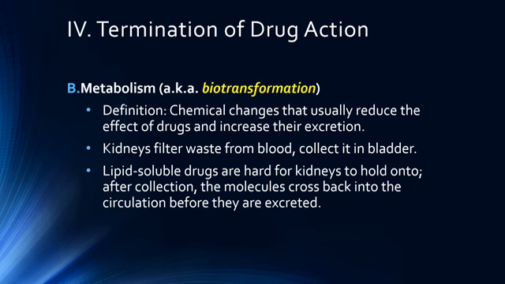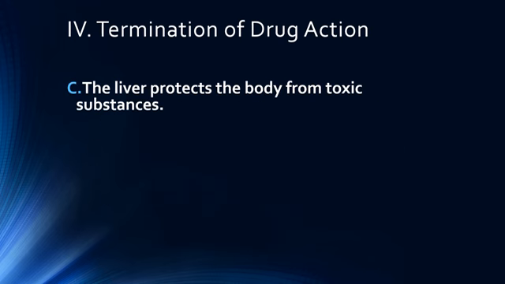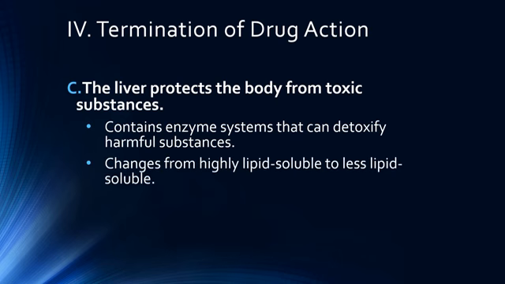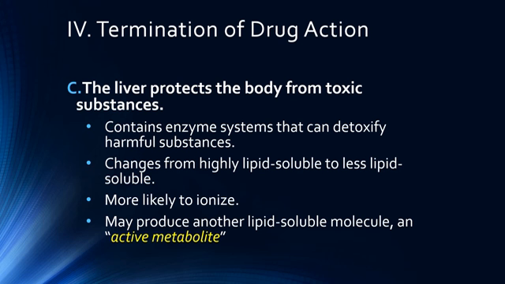And so that's how that process works. So of course the liver detoxifies our blood. It protects the body from toxic substances and breaks those things down. It contains enzyme systems that can detoxify any kind of harmful substance. This changes substances from highly lipid-soluble to less lipid-soluble, so they can actually be excreted. They're more likely to ionize and may produce other lipid-soluble molecules, which we might call an active metabolite.